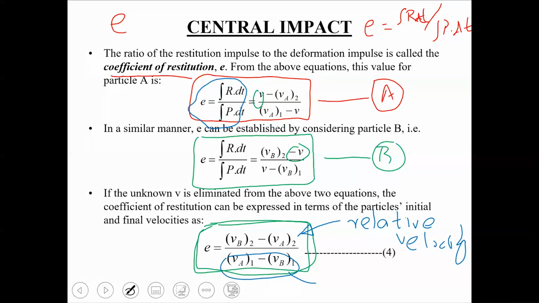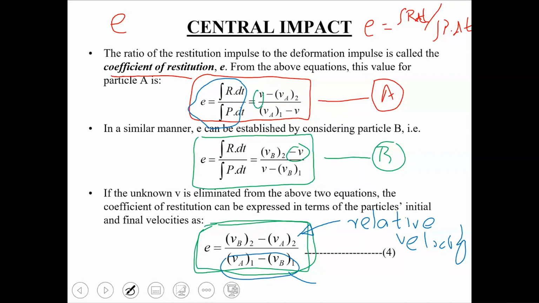देखिए, कोएफिशिएंट ऑफ रेस्टिट्यूशन हमने डिफाइन कैसे किया था? इट इज बीइंग डिफाइंड एज द रेशियो ऑफ रेस्टिट्यूशन टू डिफॉर्मेशन इंपल्स. ऐसा ही है? Yes sir. सो e इक्वल टू 1 का क्या मतलब है? ∫R dt और ∫P dt एक दूसरे के इक्वल हैं, isn't it? Yes sir. अच्छा, अगर रेस्टिट्यूशन इंपल्स और डिफॉर्मेशन इंपल्स एक दूसरे के बराबर हैं तो फिजिकली इसका क्या मतलब है? सर नो लॉस इन काइनेटिक एनर्जी. No loss in energy during that collision. So a collision is termed as perfectly elastic if the coefficient of restitution is equal to 1.